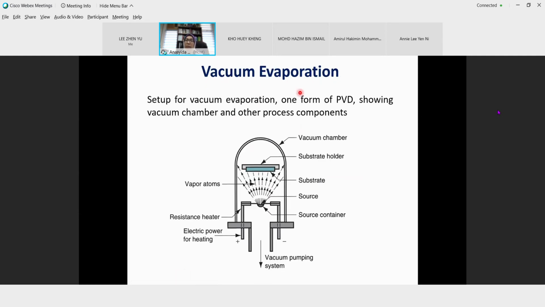So the first concept is vacuum evaporation. You can see here, this is the source of your coating material. You heat this with a resistance heater, and this material will evaporate. The vaporized atoms will evaporate and condense on the substrate that you are going to coat, and then they will form a thin layer on the substrate.